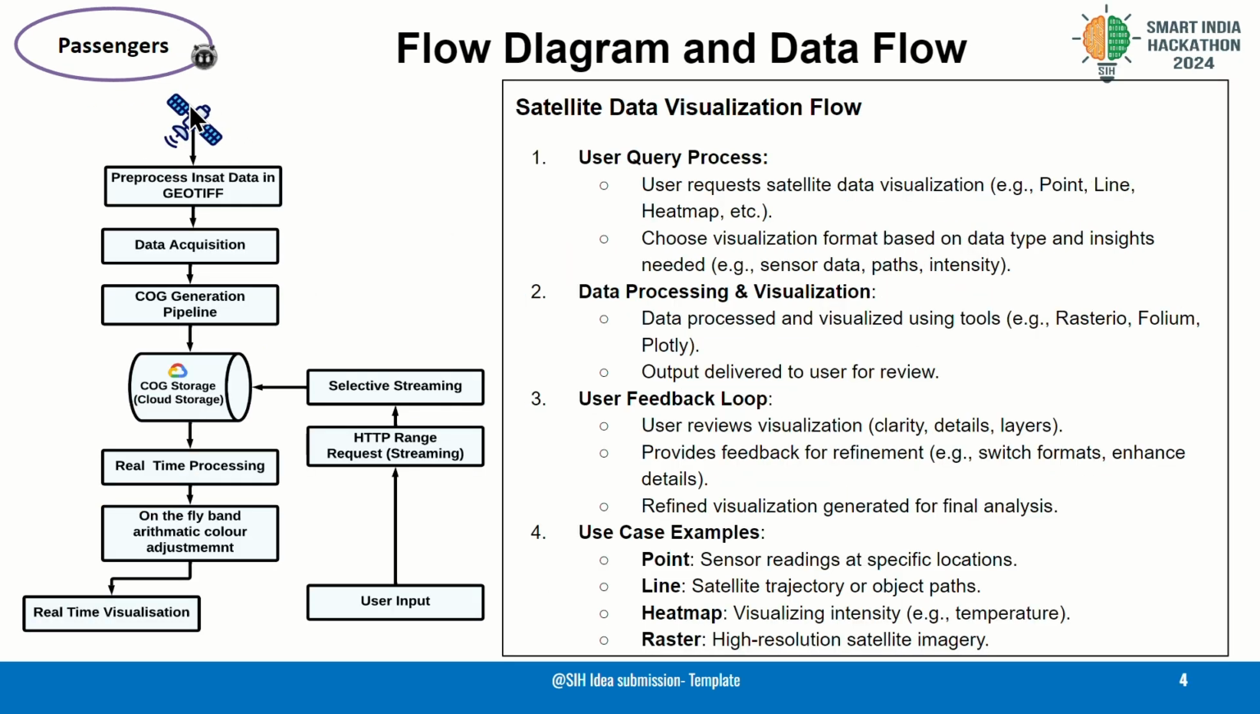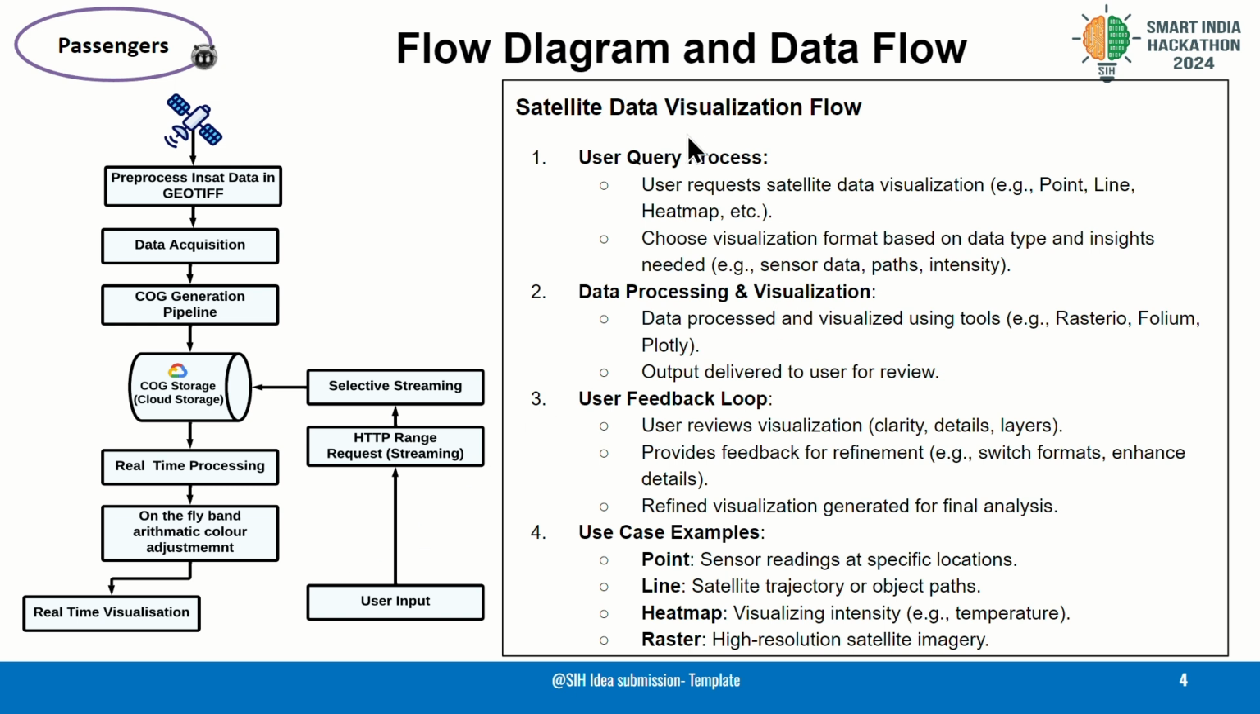First, the data will be collected from the satellite and pre-processed. After that, the data will be acquired and passed through the COG generation pipeline. After passing through the COG generation pipeline, the data will be stored in the COG storage, which may be Google Cloud or AWS Cloud. After that, the data will be processed in real time, with on-the-fly band and arithmetic color adjustment. After this adjustment, the data will be visualized based on the user input. Selective streaming will occur, and real-time processing will be done on the particular data that the user has asked for, and based on the user input, the arithmetic color or the bands will be adjusted.